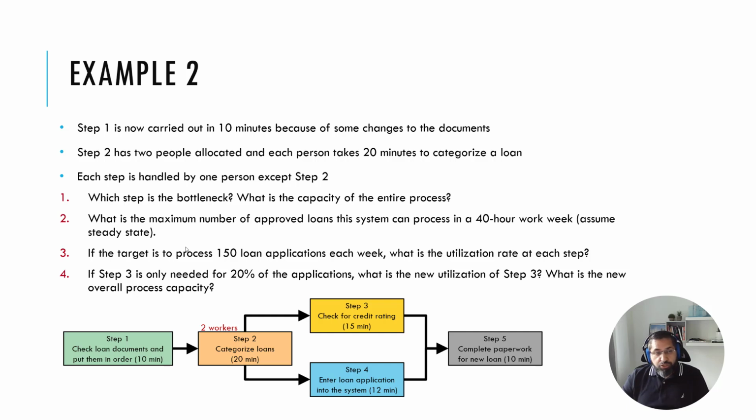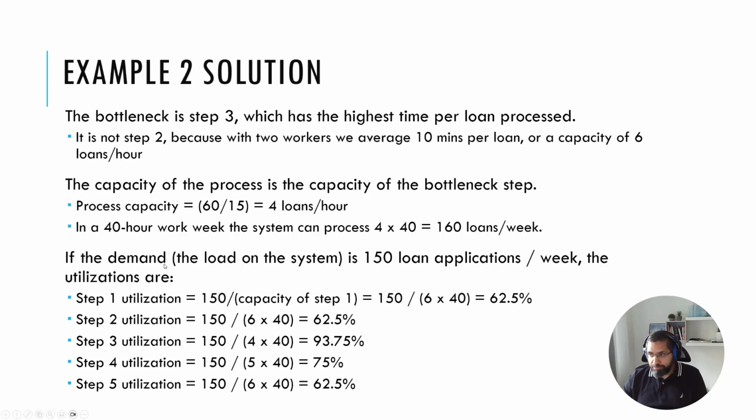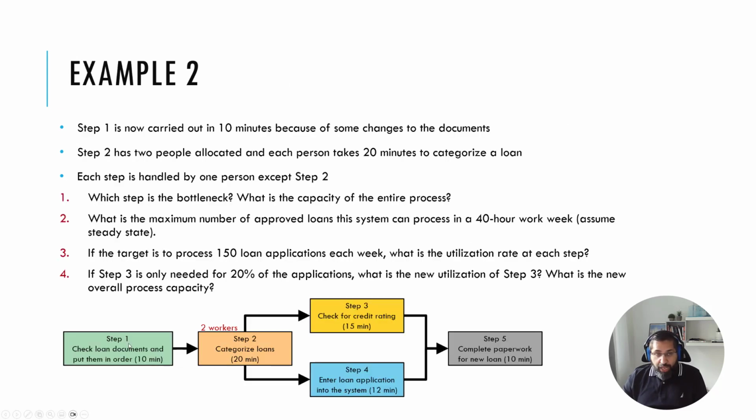Okay, and I also showed you the example of what to do when you're given a load on the system or the demand on the system and how to calculate utilization. So we covered that in the utilization section before. We're going to do this again now. So let's look at how we do that. If the demand, the load on the system is 150 loan applications per week, the step 1 utilization would be 150 divided by the capacity of step 1, because 150 is how much step 1 would actually handle, right? Because that's the load on the system.